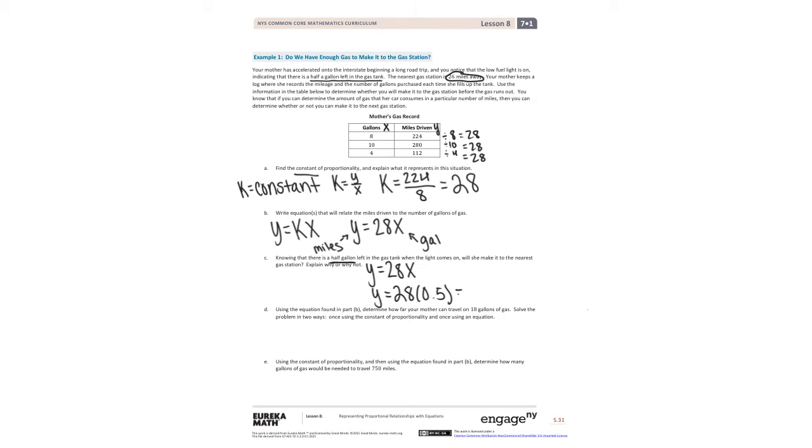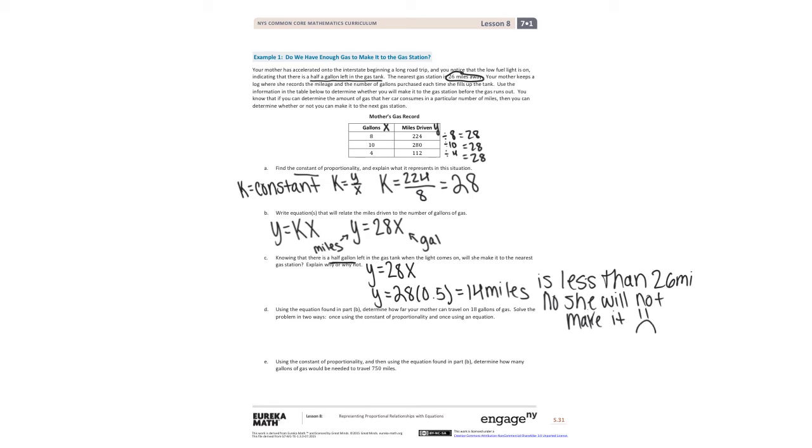All right, you will see that that will give us 14. So she can only drive 14 miles. In our problem, it says that she is 26 miles away. Is she going to make it to the gas station? No. So 14 miles is less than 26 miles. So no, she will not make it. Well, that's really not good.